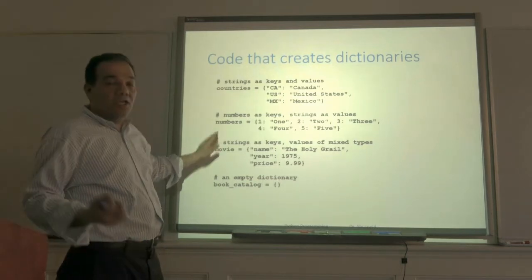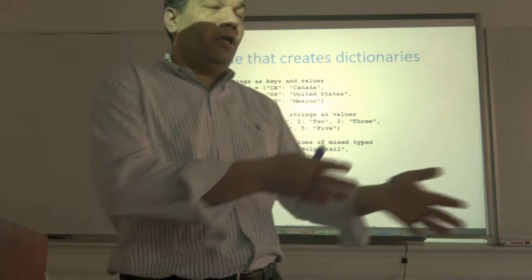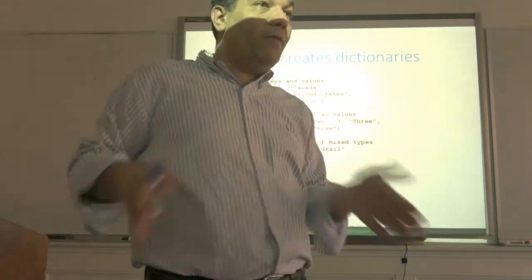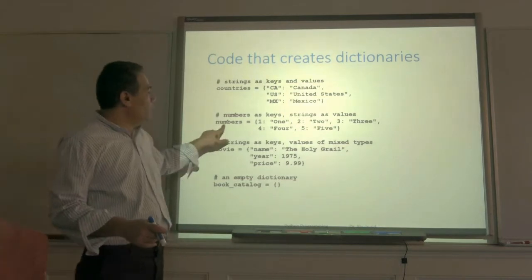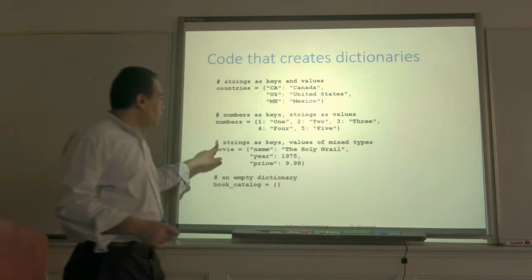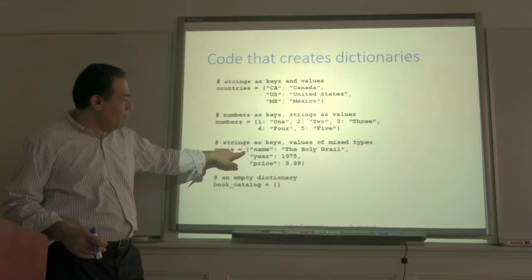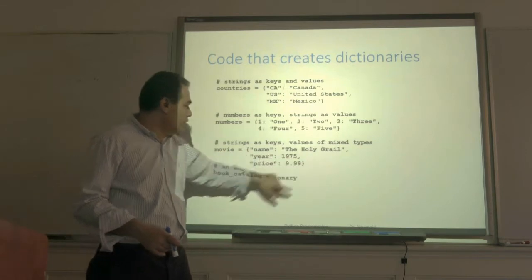Another dictionary, it's like a dictionary. Right? You know what a dictionary is? A dictionary is like you have a word and the meaning, right? That's the same thing. Okay, numbers: 1, 1, 2, 2, 3, 3. And here strings. So for example, name, the name of the movie. Year, the year of the movie.